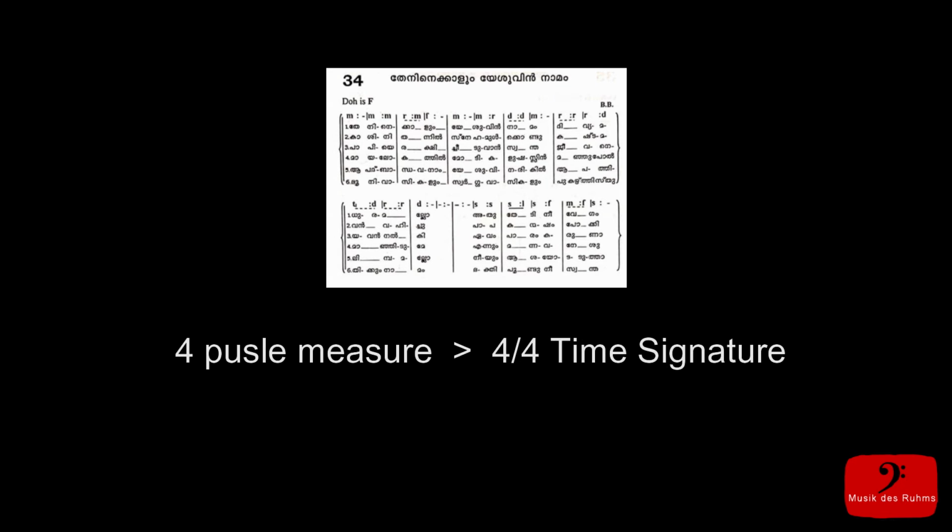But how can you interpret it? Take any measure and count the number of pulses. In the first measure you have 3 notes and a horizontal line in 4 pulses. That is, it is a 4-pulse measure, which tells you that the song is in 4/4 time signature.